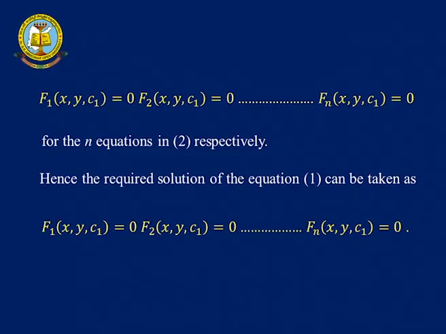So if the n solution will be fn of x comma y comma cn equal to 0 and f2 of x comma y comma c1 equal to 0 and so on, fn of x comma y comma c1 equal to 0 for the n equations. But then the required solution we can take as fn of x comma y equal to 0 and f2 of x comma y comma c1 equal to 0, and so on, fn of x comma y comma c1 equal to 0.